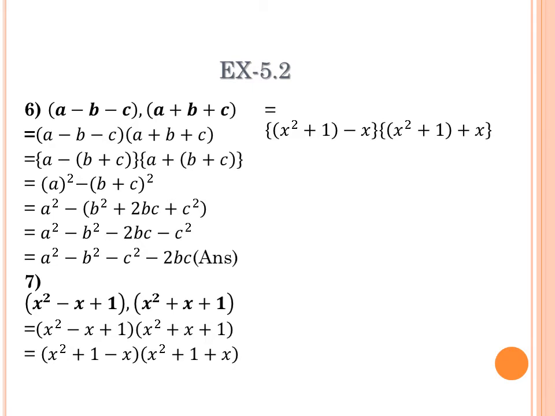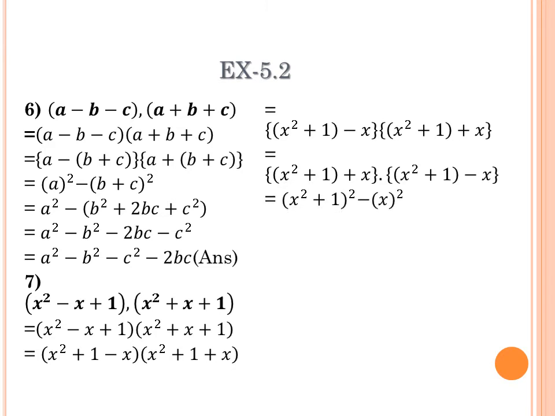That means we will think x square plus 1 is a, x will be b. So we can write (a − b) into (a + b). If we compare with formula number 3, we can write a square... (a + b)(a − b). So the formula will be a square minus b square: (x square plus 1) whole square minus x square.